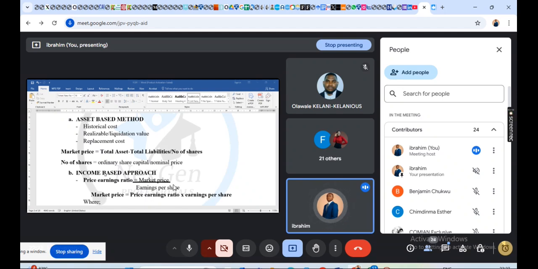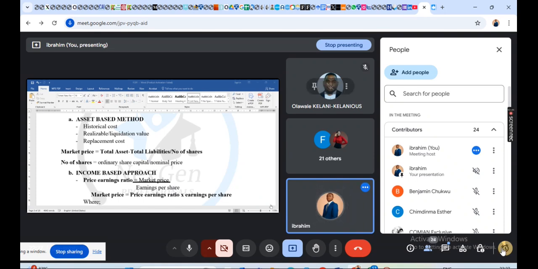Class, in a nutshell, the asset-based method will not give an appropriate value of a business because it is historical. It does not consider the time value of money, right? And it is actually subjective. Take note of that.